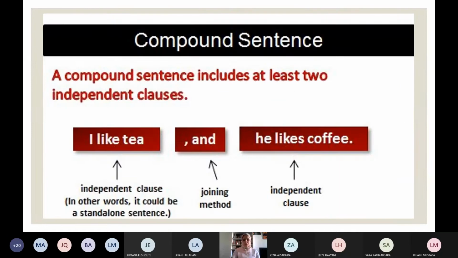So here is the compound sentence. What is compound sentence, teacher? When I have one standalone sentence and one standalone sentence and I want to put them together.